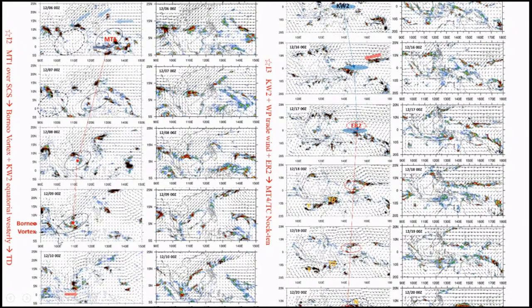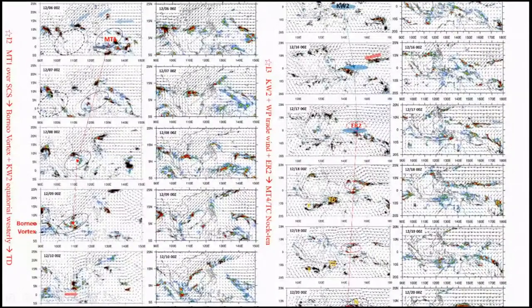And then again, you'll see this red arrow here indicating the zonal wind. With the southern Borneo vortex, the westerly wind coincides with the westerly burst, so it caused a TD disturbance. So this is the first, the second interaction event. And the second column is the simulation by the MPAS.